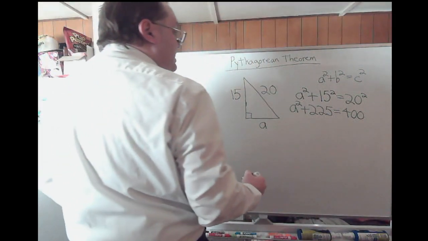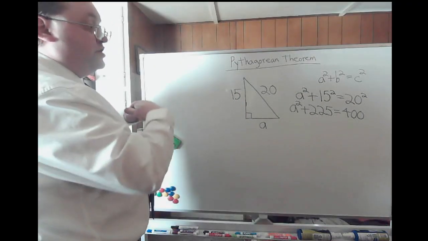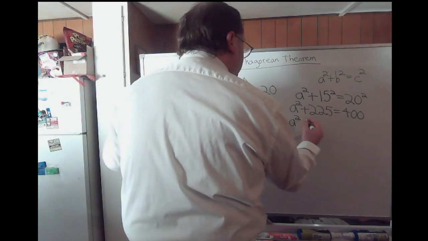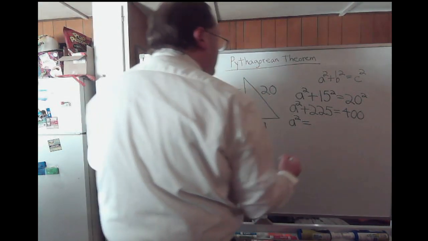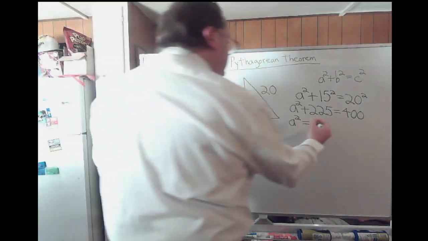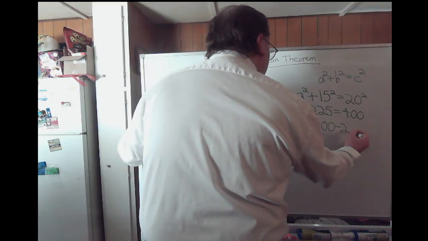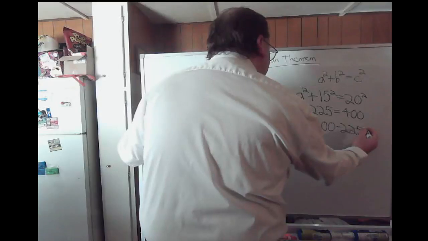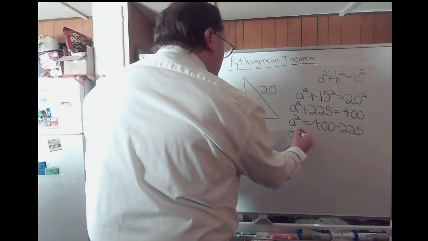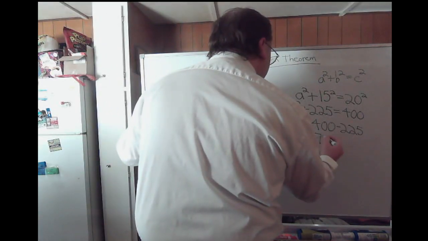Alright, now we want to isolate that variable a squared by itself. How are we going to do that? We're going to subtract 225. Of course, we got to do that to both sides, because what you do to one side, you do to the other. So if you subtract 225 from the left side, you'll get a squared by itself. You have to do it from the right side. You'll have 400 minus 225. Okay? So a squared, the result of 400 minus 225 is equal to 175.